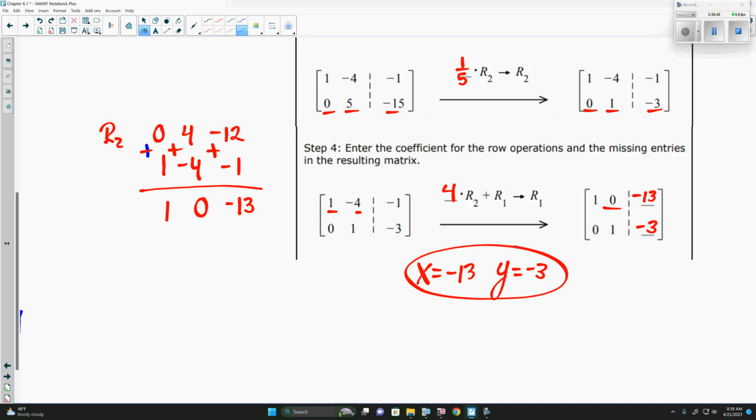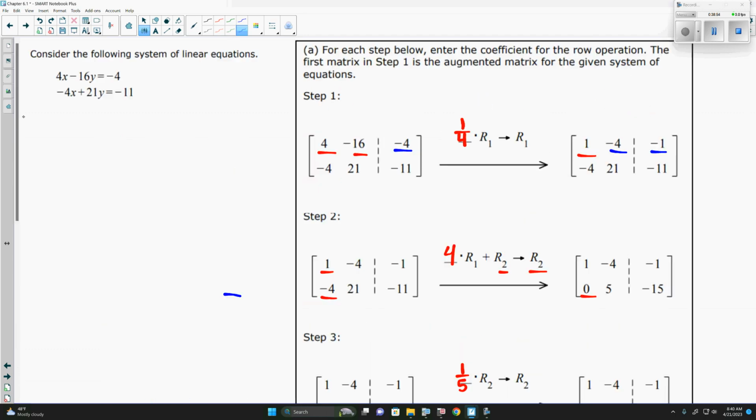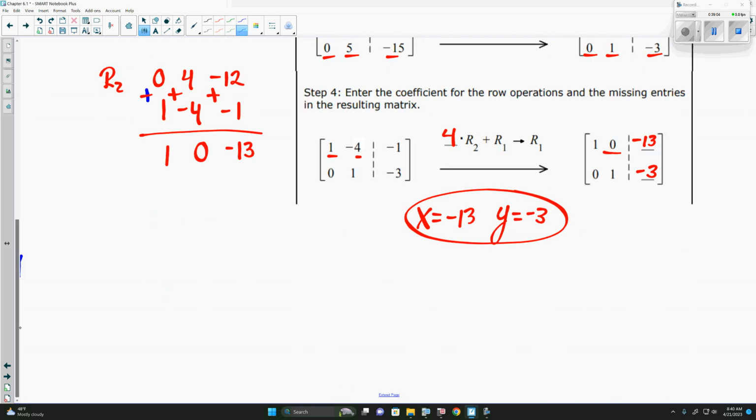Questions on this here? Now, if we wanted to make sure and check our answer, we could plug this into the calculator and do RREF and see if we do indeed get 1, 0, negative 13, 0, 1, negative 3. If we do, we ended up in the right spot. Questions on this here?